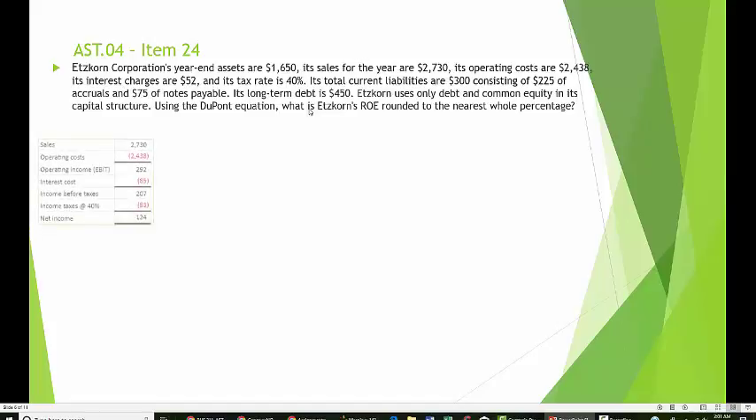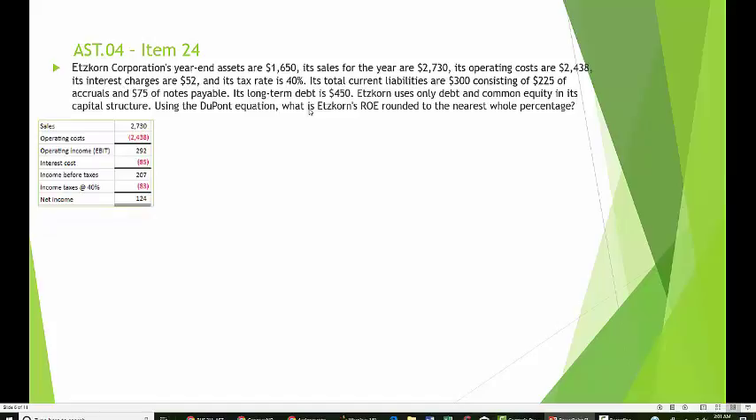Well, okay, we know that the DuPont formula uses net income, total assets, and total common equity. So first, we need to calculate the net income. So here you have it. Sales less the operating costs gives you operating income, or EBIT, less the interest gives you income before taxes. 40% of the income before tax gives the tax of $83, and taking taxes from the pre-tax income gives net income of $124.